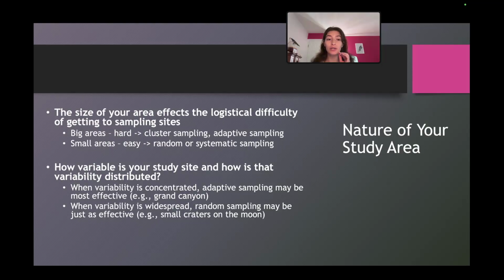You also have to take into account how variable your study site is and how that variability is distributed. When that variability is concentrated, adaptive sampling may be most effective, such as the Grand Canyon. When it's widespread, random sampling might make more sense, such as small craters on the moon.